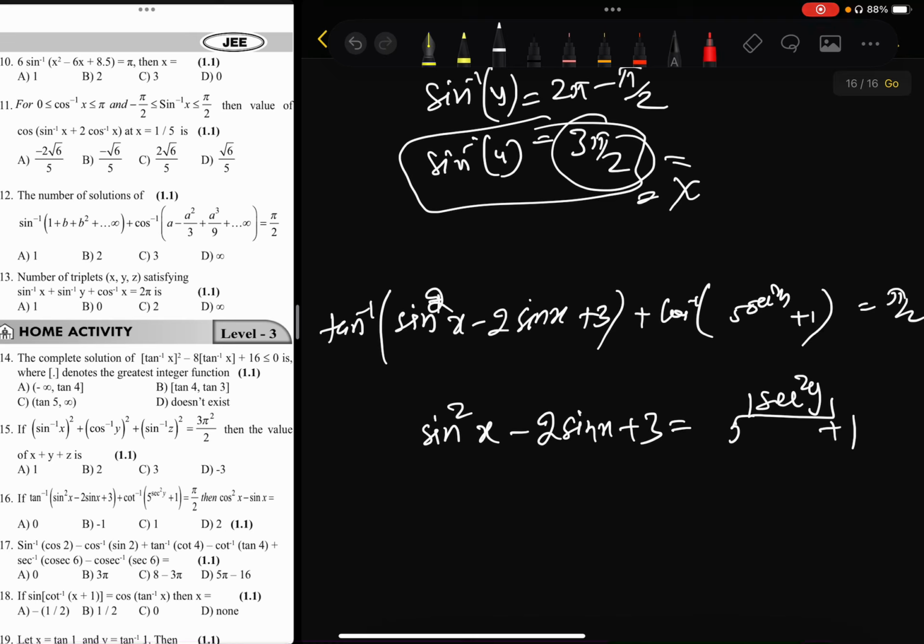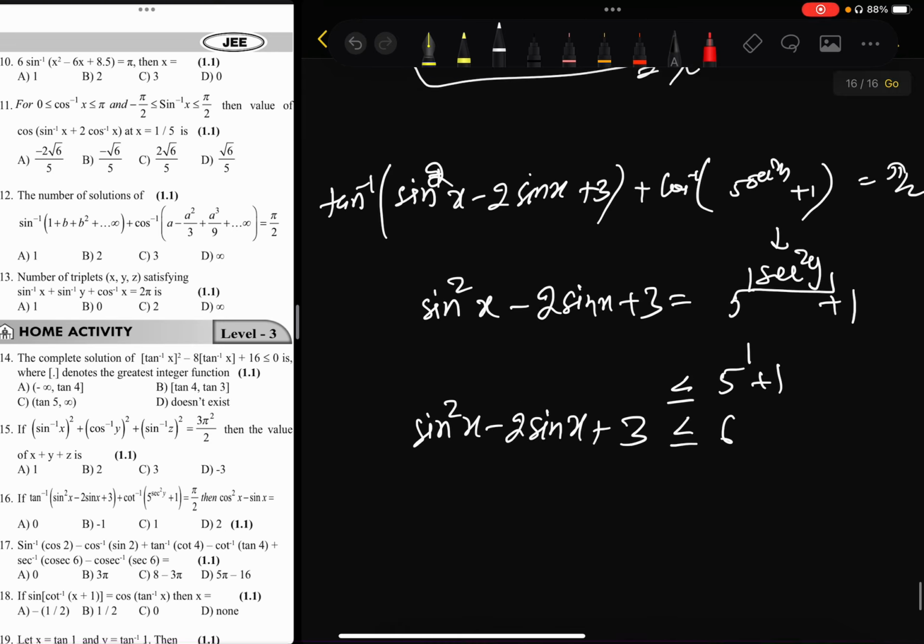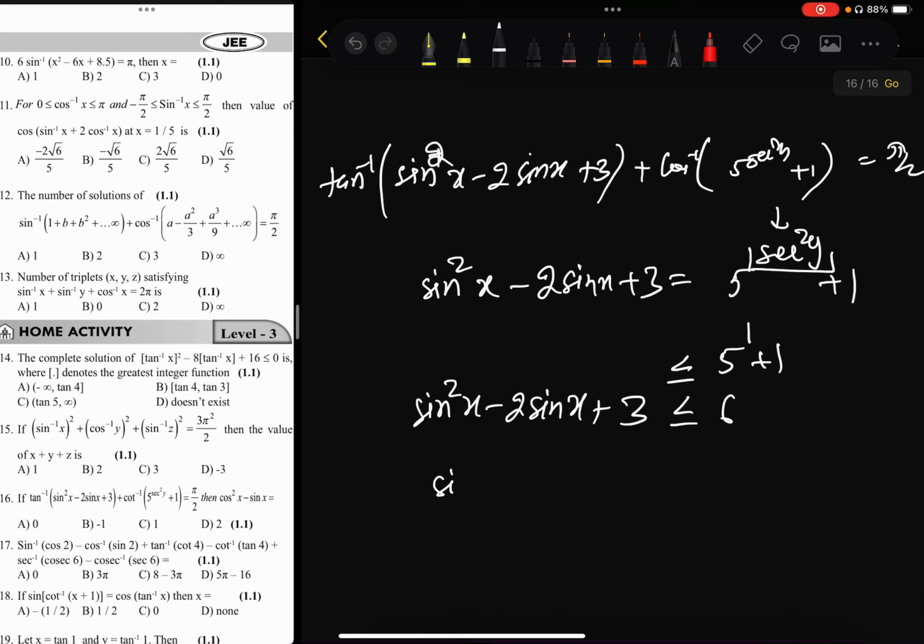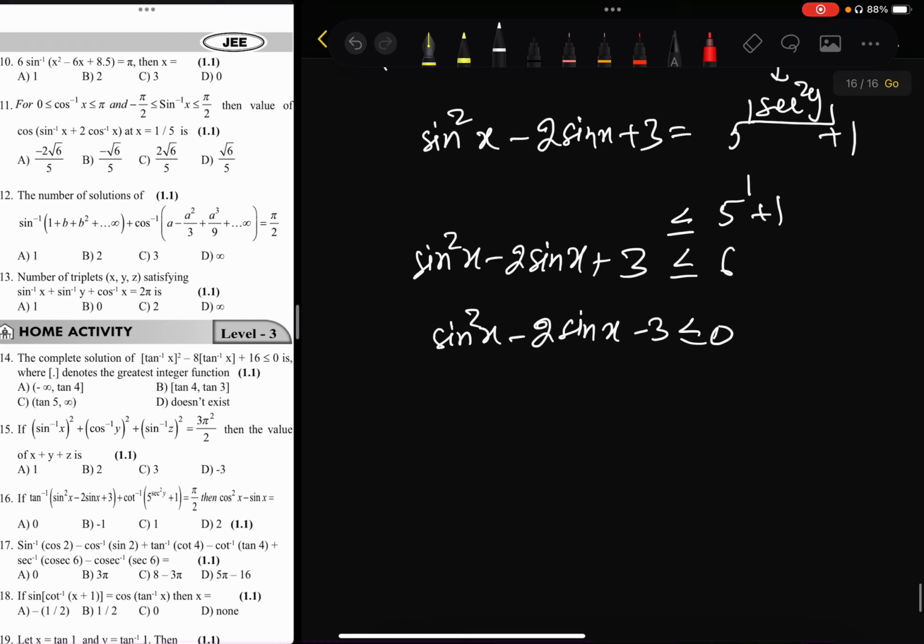So now if we consider the value of sec square y, this will be less than or equal to 5 times 1 plus 1, that is less than or equal to 6. So sine square x minus 2 sine x plus 3 is less than or equal to 6. So sine square x minus 2 sine x minus 3 is less than or equal to 0. Now we can convert it into a perfect square, or also we can factorize this normally.